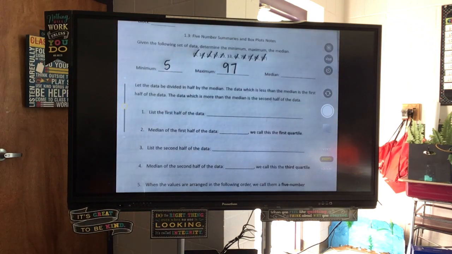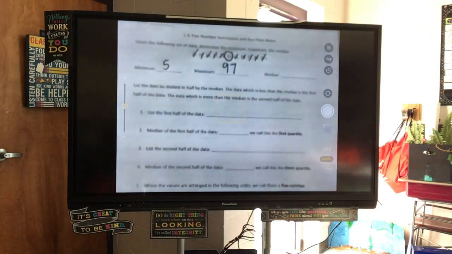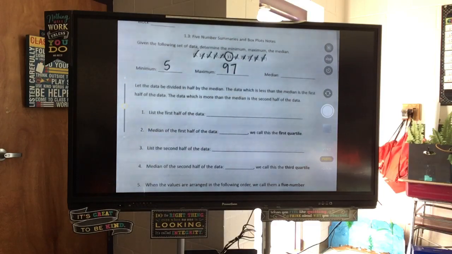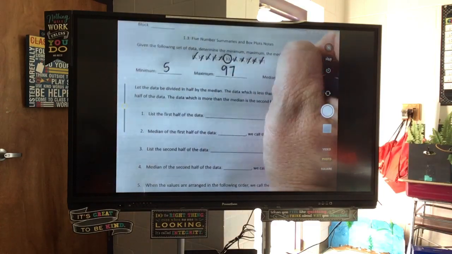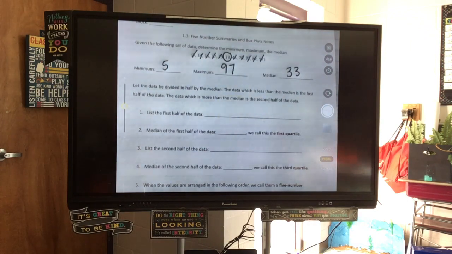Continue what you were saying though, if we had 2 numbers in the middle. If you had 2 numbers, you would add them together and then divide by 2. Yep. So if we had 2 numbers in the middle, we'd add them together and divide by 2. We don't though. So our median is what number? What is our median? Elizabeth? 33. All right, so we've kind of done the easy part so far, right?